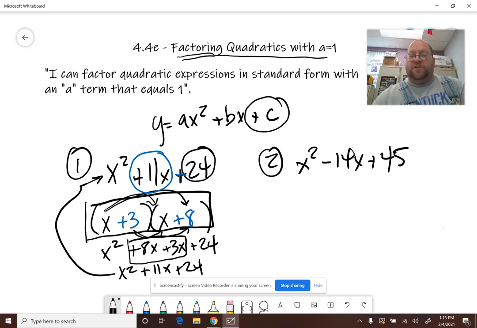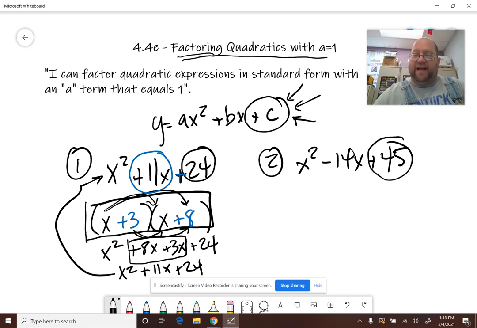Okay, so first of all, I'm going to check. I want to see if I have any greatest common factors. I don't. I've got a 14 and a 45. That doesn't really help me at all. I do have a 1 right here, right? So if I have that 1 right there, where's the first place I'm going to look? You guessed it, C. I'm going to look at my C term, which in this case is 45.